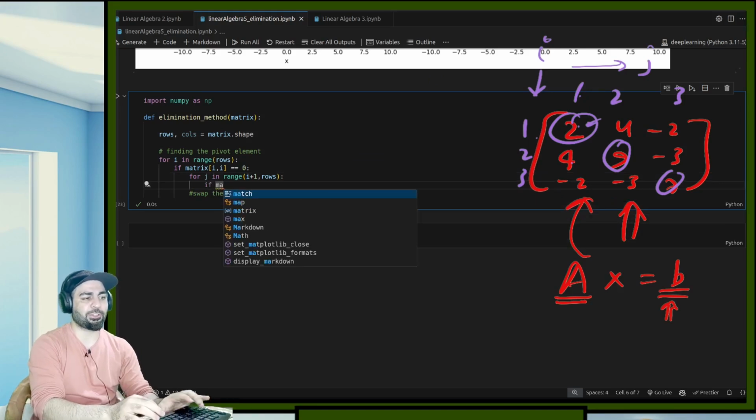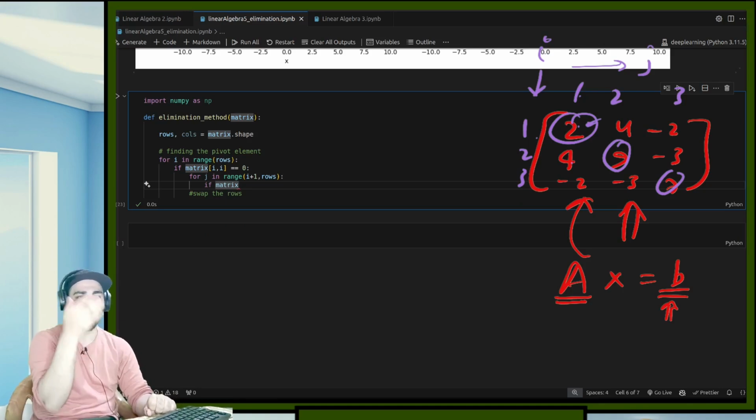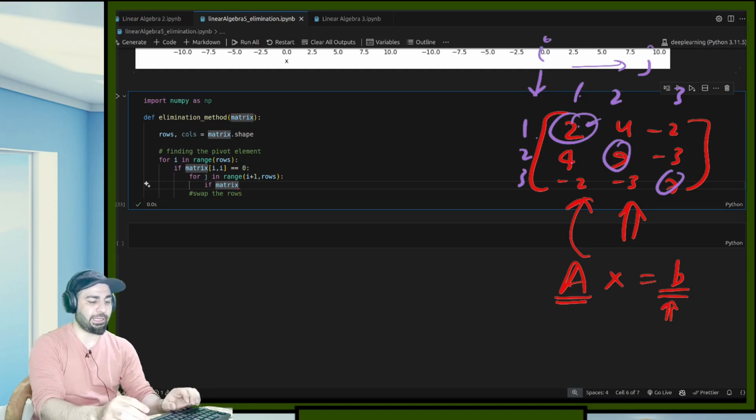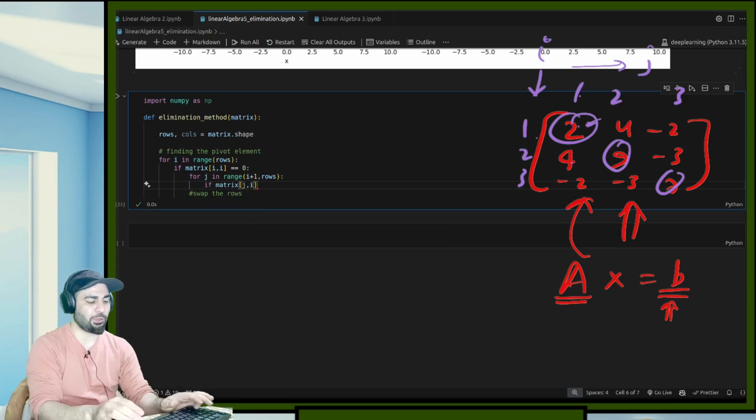If matrix of, whatever element is below that, you have to check for that. If that is not 0, then you swap. If it is 0, then you keep on moving. If matrix of j, i, you have to say jth and ith, because it's the ith pivot. So matrix of j comma i is non-zero. So what should you do? Then you should swap. I hope this is clear till here.